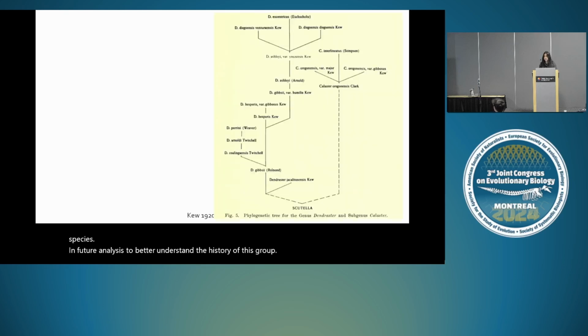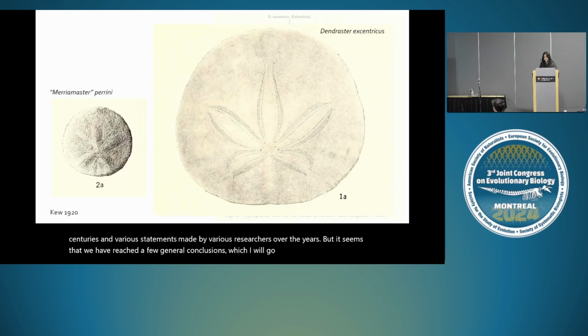One of the early attempts at drawing out these relationships was by Q in 1920, and the rest of our understanding comes from various species descriptions in the 19th and 20th centuries, and various statements made by various researchers over the years. But it seems that we have reached a few general conclusions, which I will go over just briefly right here. One is that the genus Merriamaster, which has a few miniaturized pedomorphic species, likely originated from within Dendraster rather than being sister to it and should be synonymized with it.